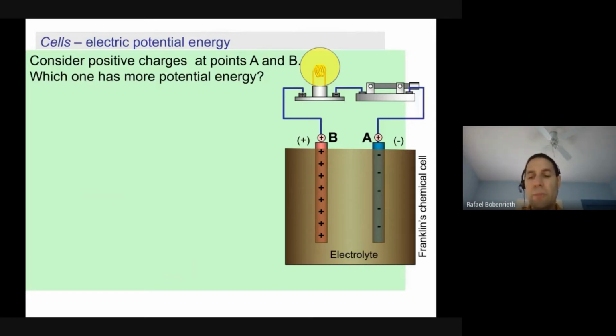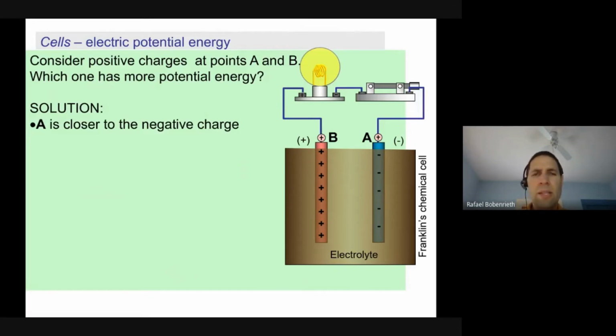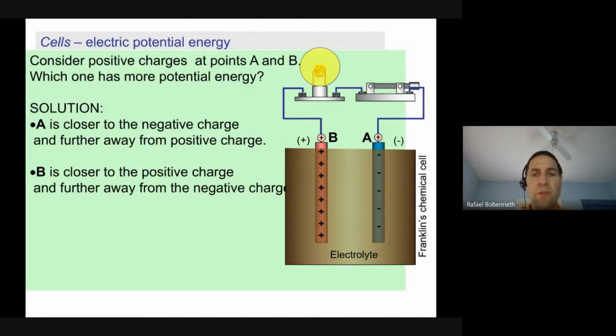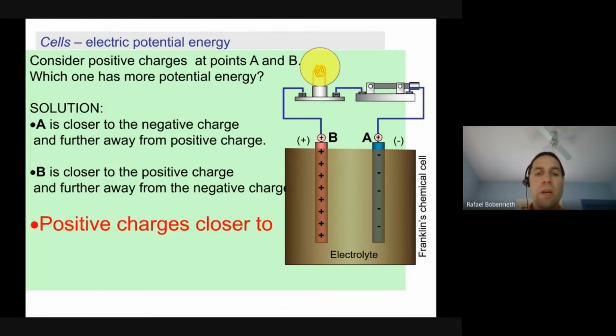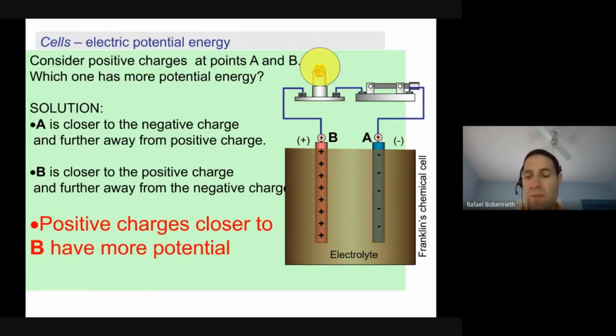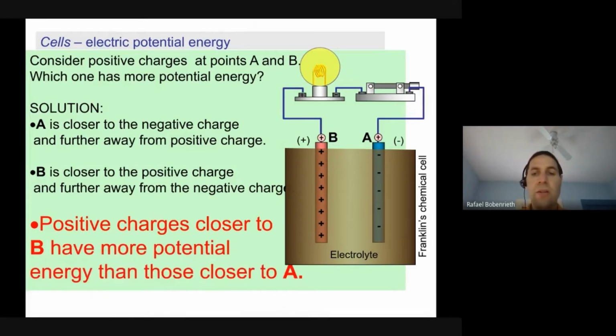Well, thinking back to that previous slide, A is closer to the negative charge and further away from the positive charge, and B is closer to the positive charge and further away from the negative charge. So the conclusion we have to come to is that positive charges closer to B are going to have more potential energy than those closer to A. Okay?